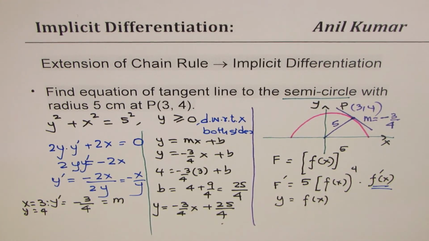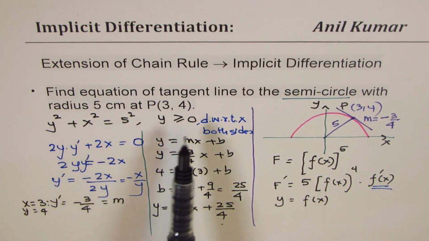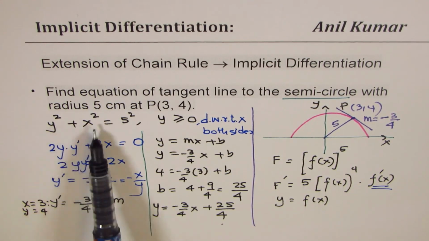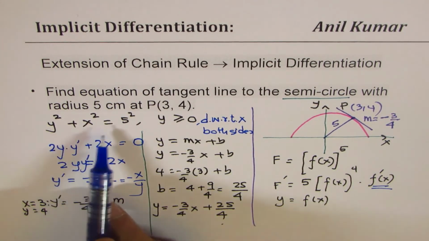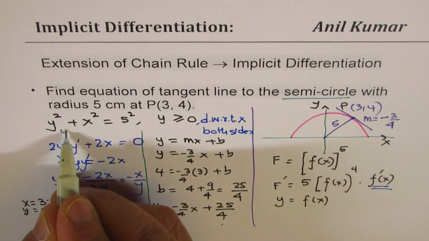Do you get the idea? So we got the equation without isolating y. That's the beauty. So till now, you found the equation of a tangent line by first writing this equation in terms of y. That is to say, first you wrote what y is.